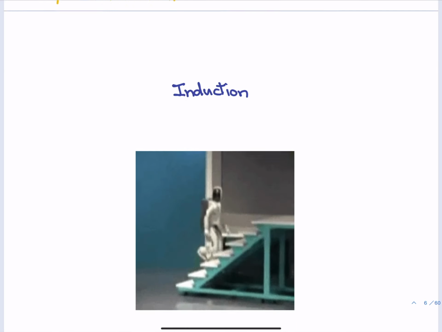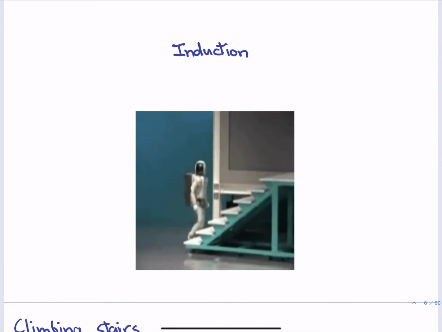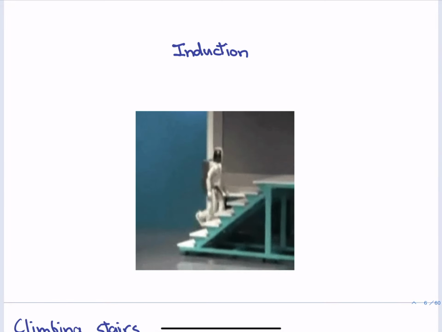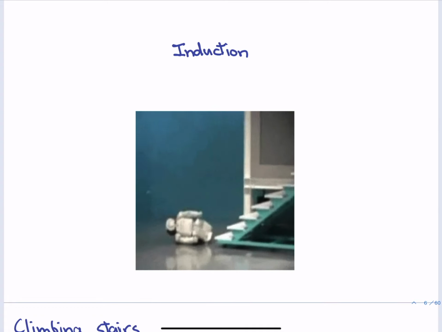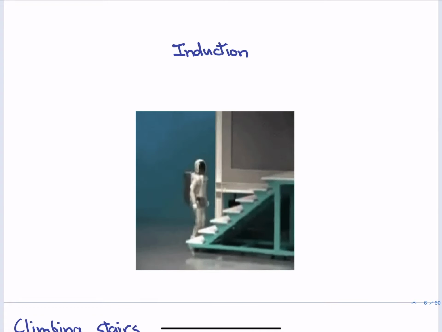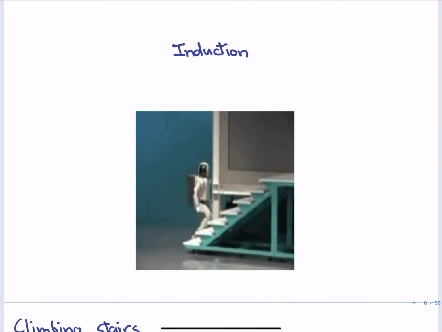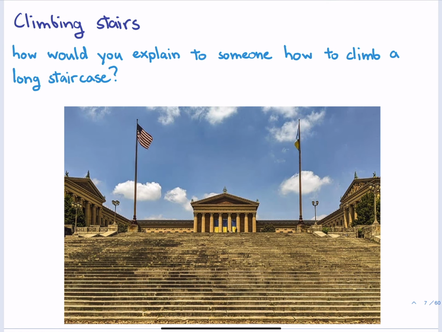I'm going to start with a very simple example, sort of a toy story, just to make sure we're on the same page, and then we'll do more interesting problems after that. So, let's say stairs. How do you climb a big staircase? You want to come up with an algorithm for climbing stairs. How do you explain to somebody how to climb a flight of stairs? How would you explain to someone how to go up a long staircase?